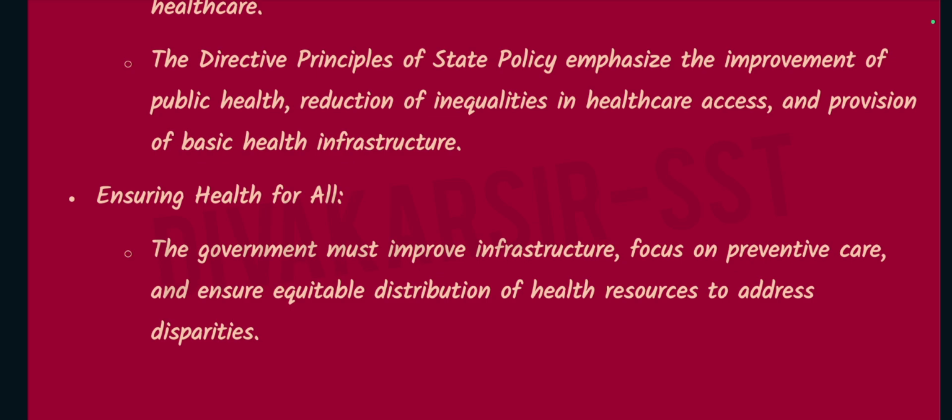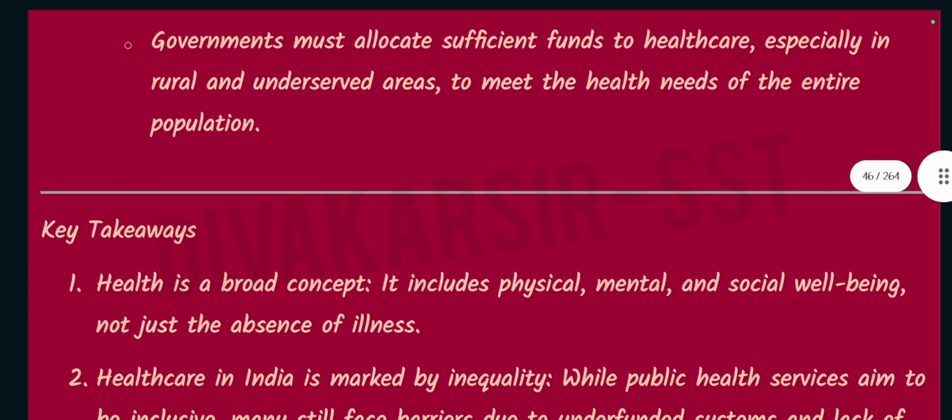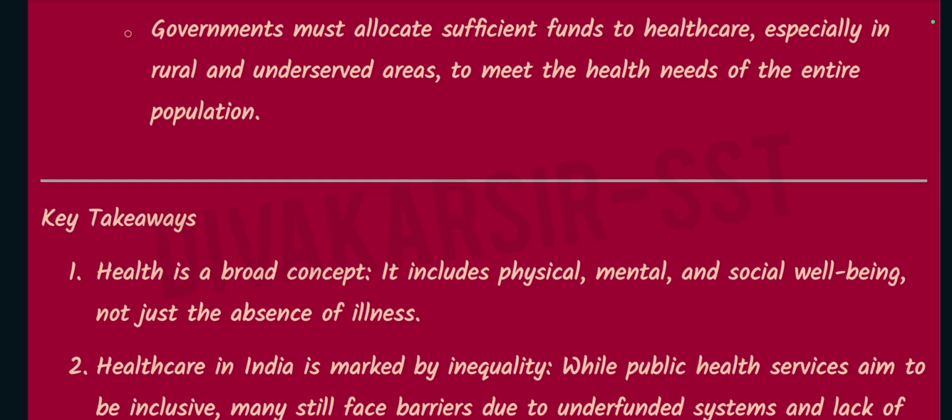Ensuring health for all. The government must improve infrastructure, focus on preventive care, and ensure equitable distribution of health resources to address disparities. Governments must allocate sufficient funds to healthcare, especially in rural and underserved areas, to meet the health needs of the entire population.